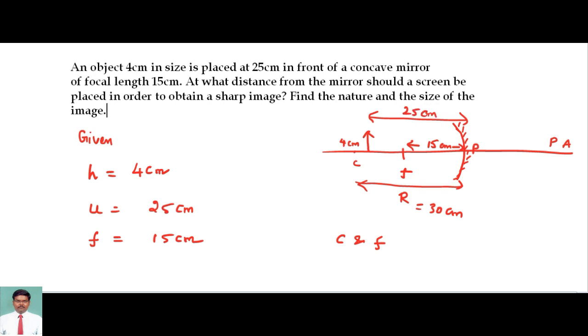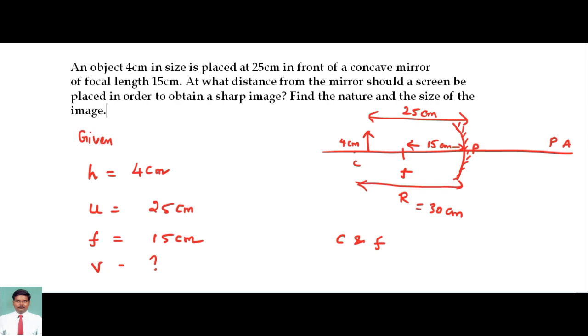Now we are going to calculate the image formed. What is the position of the image formed and the size of the image, the height of the image that is obtained on a screen. We are going to keep a screen here. It's going to be a real image. You know, a real image can be captured on a screen. So that we are going to capture it.